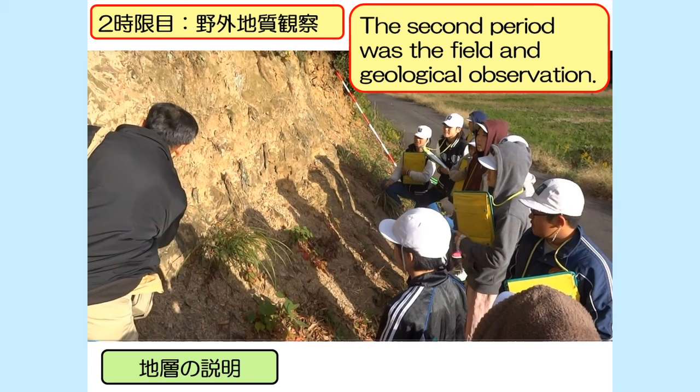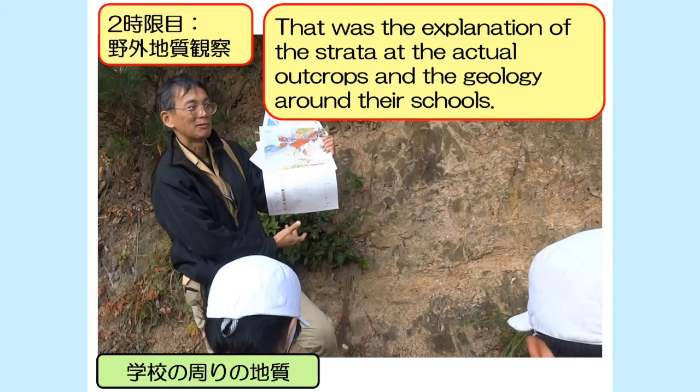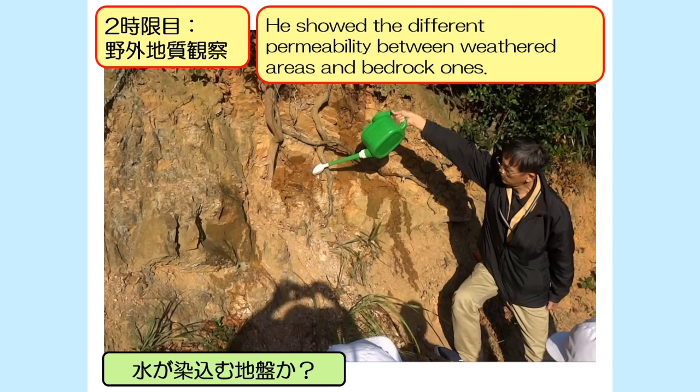The second period was the field and geological observation. That was an explanation of the strata at the actual outcrops and the geology around their schools. He showed the different permeability between weathered areas and bedrock ones.